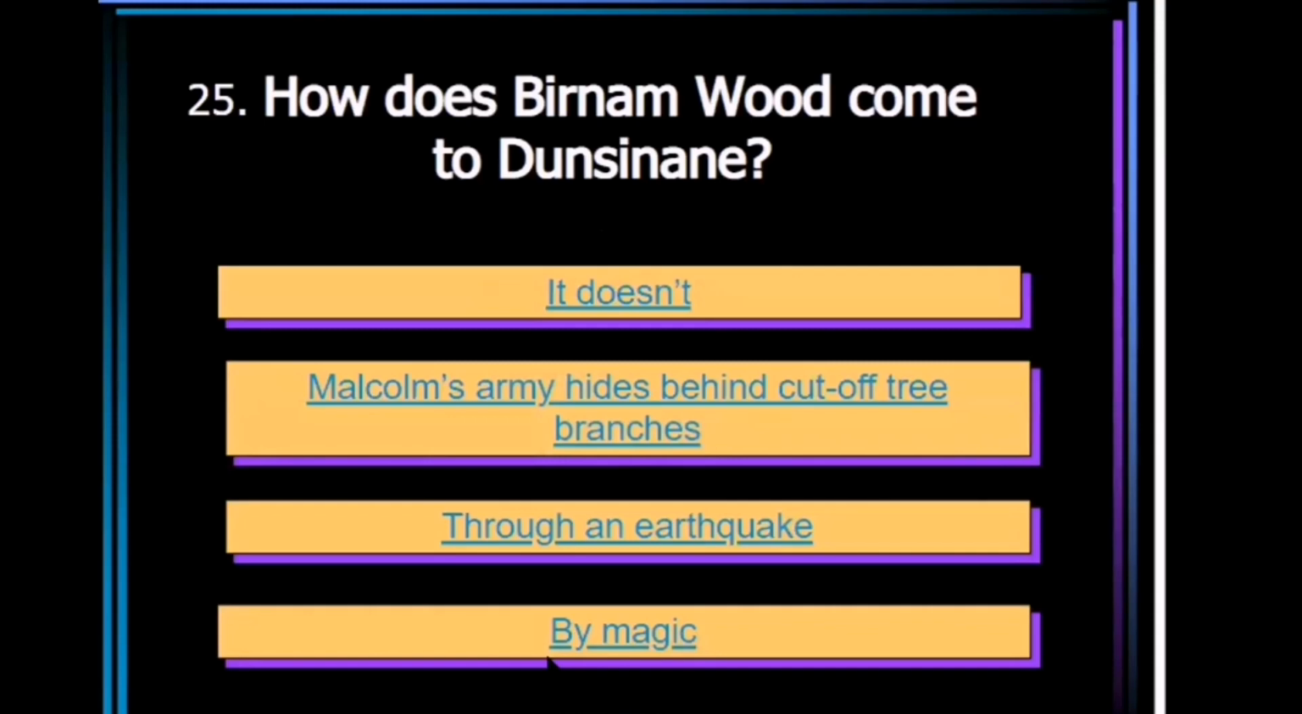How does Birnam Wood come to Dunsinane? It doesn't. Malcolm's army hides behind cut-off tree branches, through an earthquake, by magic. So easy. The answer is Malcolm's army hides behind cut-off tree branches.